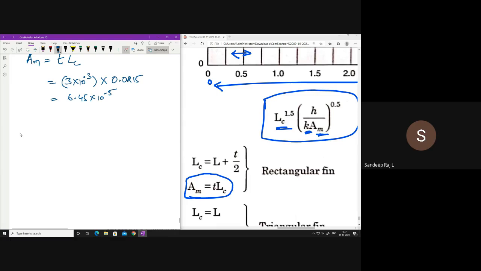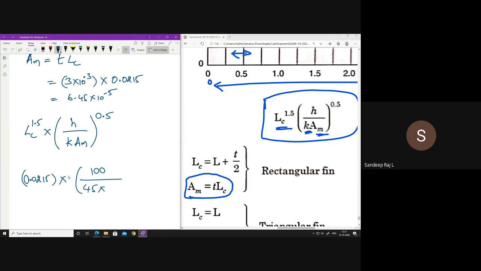What you wanted to calculate is actually LC power 1.5 into H by K into AM, whole to the power of 0.5. The LC value you know as 0.0215, into the H value, which is given in the problem as 100. And the K value is given as 45. The AM value we just found, in meter square, is 6.45 into 10 to the power of minus 5, power 0.5.